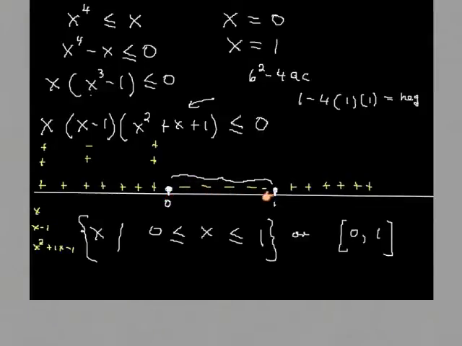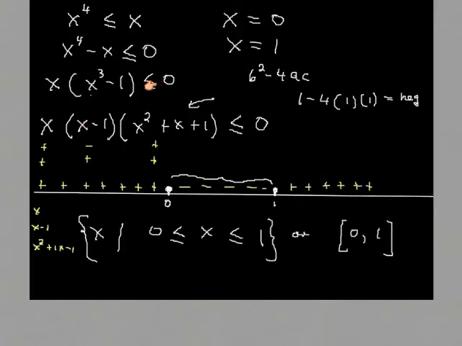Picking a number between 0 and 1, let's pick a half. This would be positive. This factor would be negative. Positive times negative is negative. This would be positive, so negative times positive gives you negative. Any number larger than 1 will give you positive. This will be positive, and this will be positive, so positive times positive times positive is a positive number.